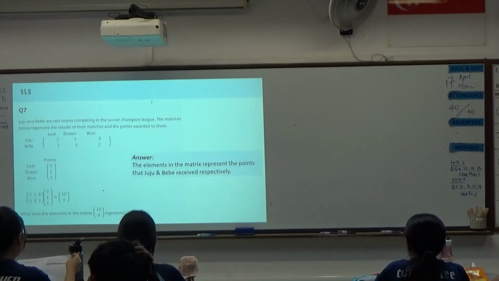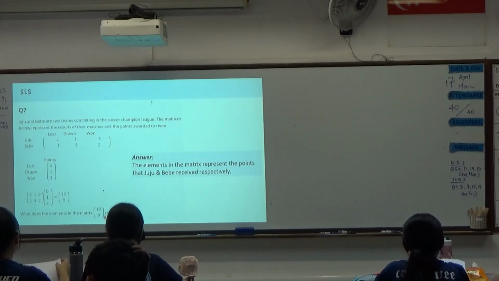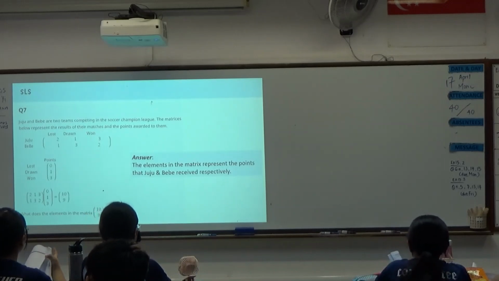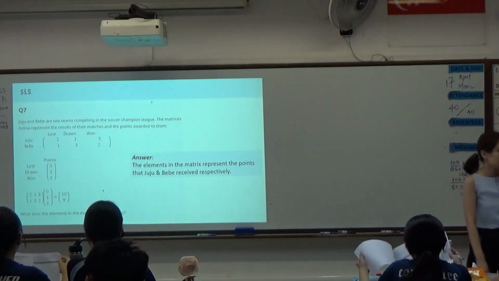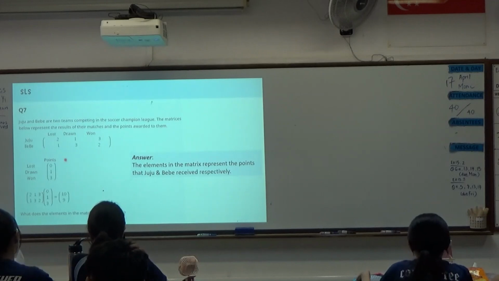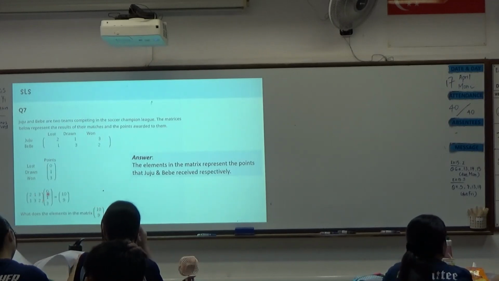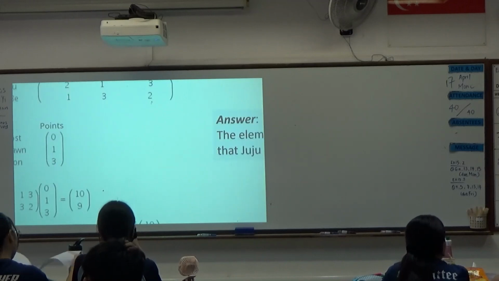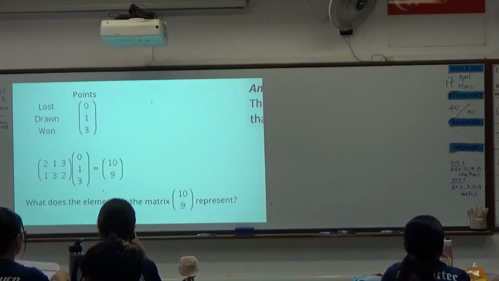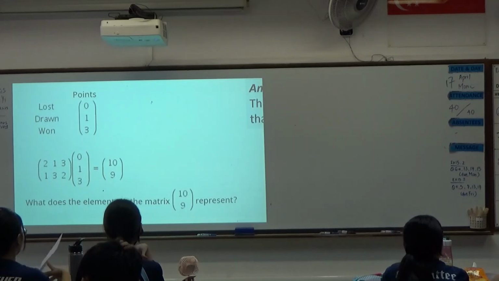Okay, so in order for us to know what the elements represent, which is a common question to be asked about, we look at how it is being multiplied and added. Looking at the matrix multiplication over here, we know that we have 2 multiplied with 0, 1 multiplied with 1, and 3 multiplied with 3.